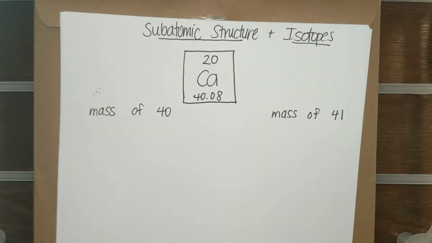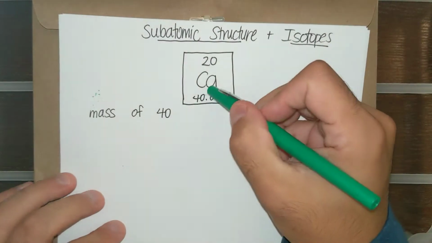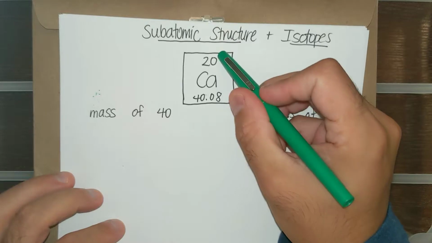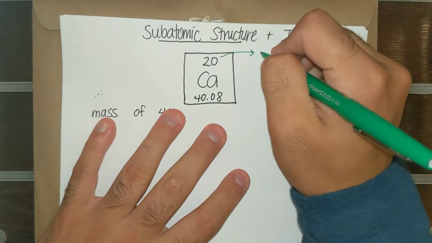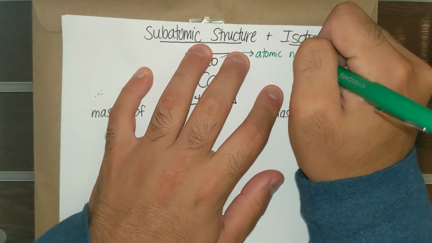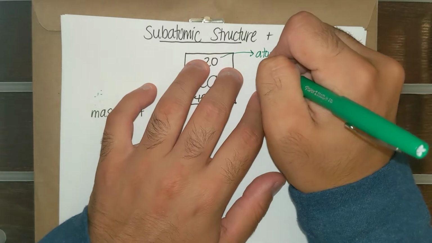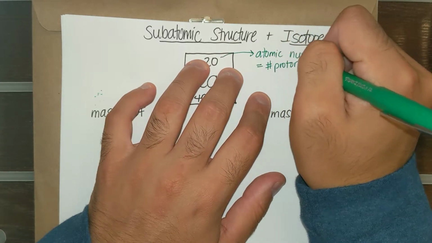So I wanted to do a couple of examples in which you may be asked to identify subatomic structure. So let's look at this example of calcium. I just pulled this from our periodic table. So Ca is calcium. Here is this number on the top, which is 20. Remember, that's its atomic number. And as mentioned in a previous video or in your reading, this is equal to the number of protons.